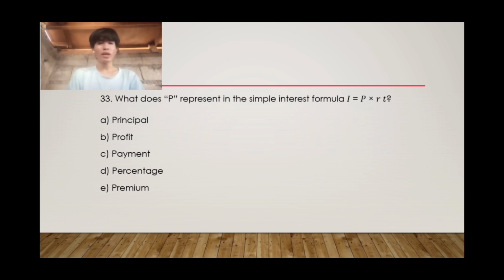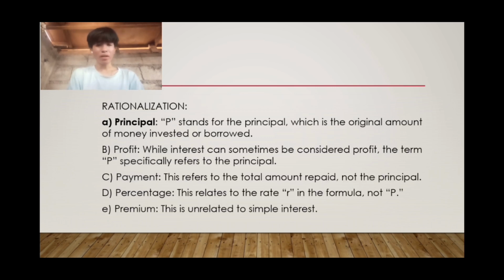So let's rationalize why letters B, C, D, and E are not the correct answer. Profit: while interest can sometimes be considered as profit, the term P is specifically related to principal. For payment, it is the total amount repaid. For percentage, it relates to the rate in the formula, or the R. And as for letter E, premium, it is not related to simple interest.